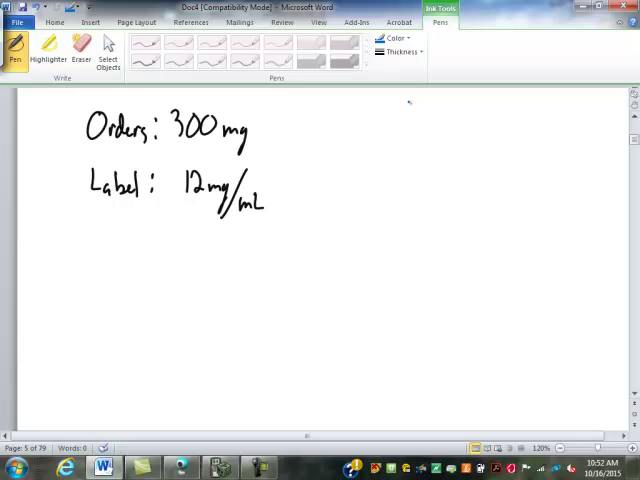So, what are we going to start out with? Start out with the label. 12 milligrams per milliliter is 12 milligrams per 1 milliliter. So on the other side, we have milligrams and milliliters. Doctor's orders of 300 go top or bottom? Top with the milligrams.